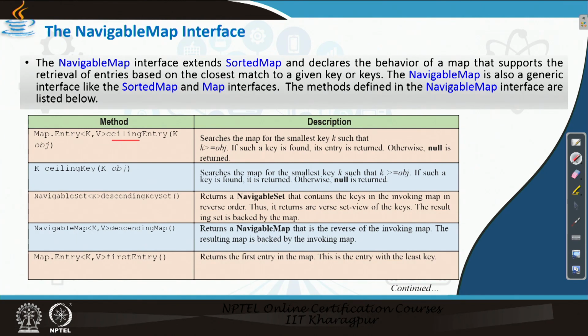There is basically ceiling entry, that means some key value which is greater than some key value, which is basically ceiling key, ceiling entry, and descending key set, that means it will give the set of values in descending order. Descending map, it is all objects in descending order. First entry, which is the first object, it is there.